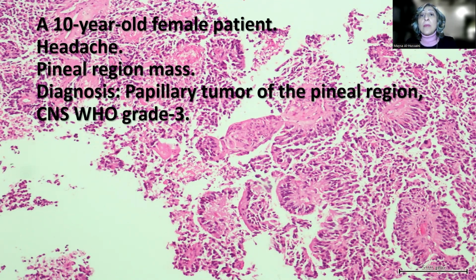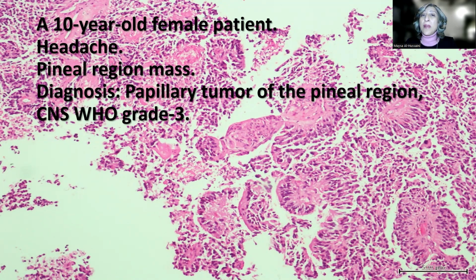We have to think about it whenever we encounter a papillary tumor in the pineal region. The most important differential diagnosis is ependymoma. However, GFAP is extremely important to rule out this differential diagnosis, since ependymomas are usually diffusely positive, whereas papillary tumor of the pineal region is negative. CAM5.2 is diffusely positive in papillary tumor of the pineal region.